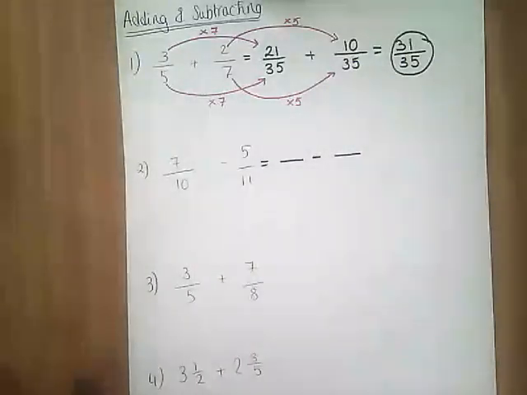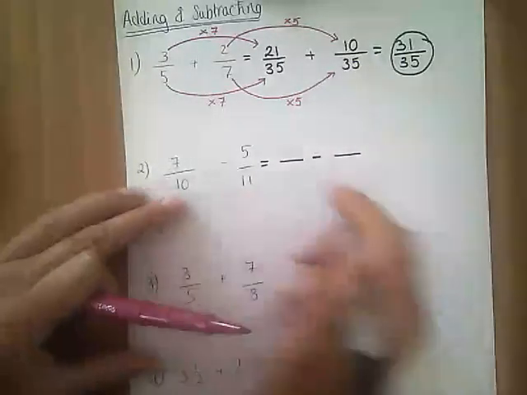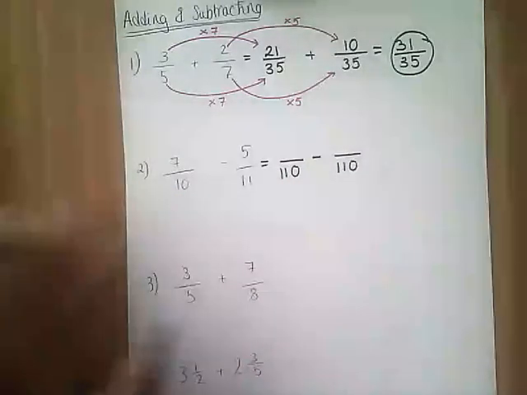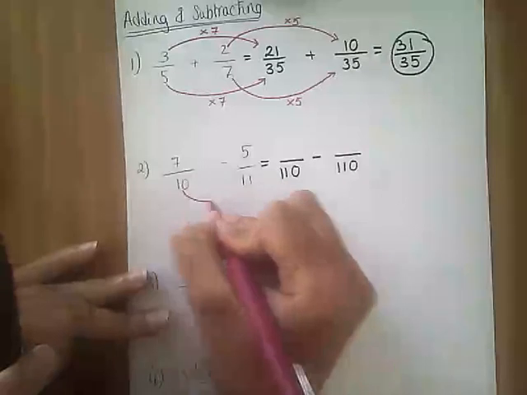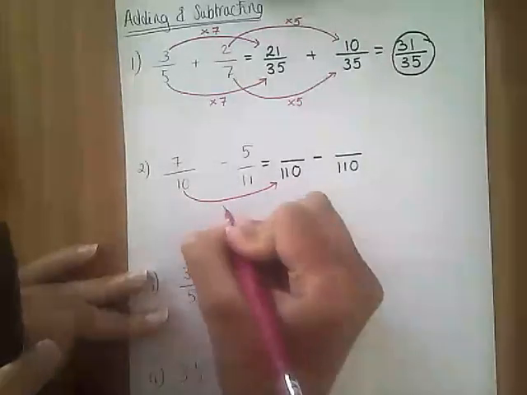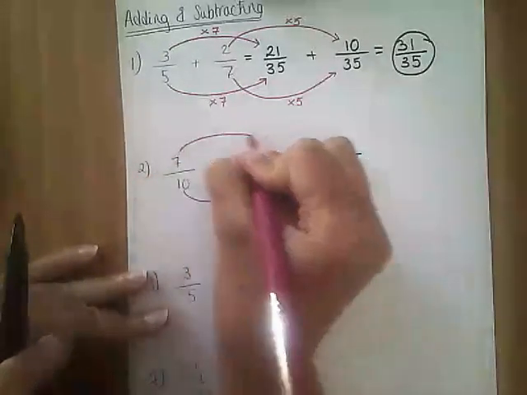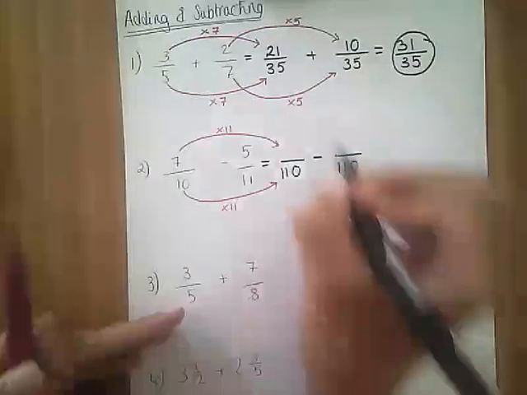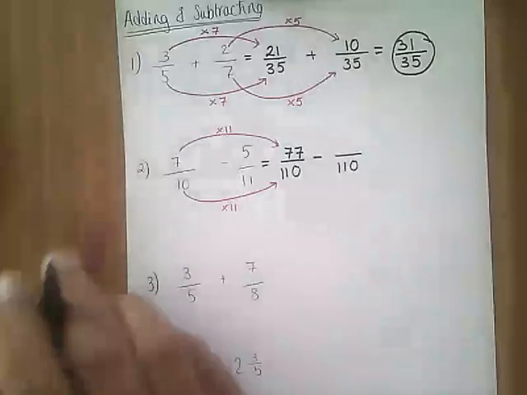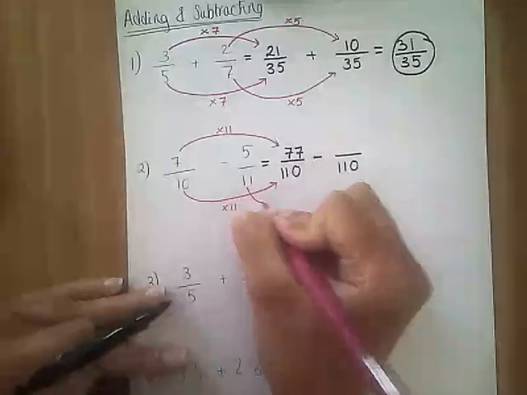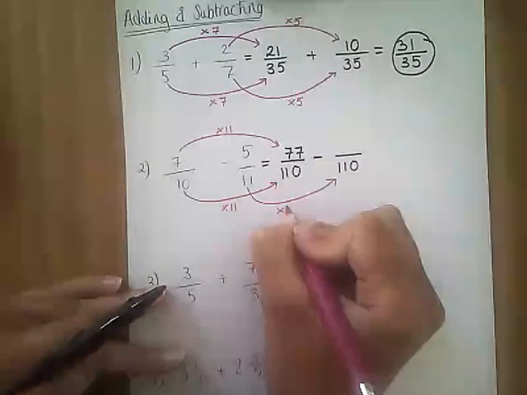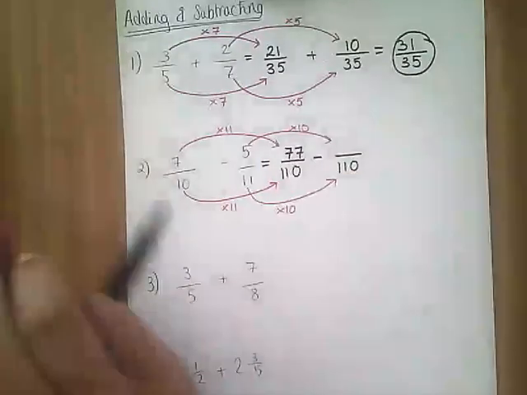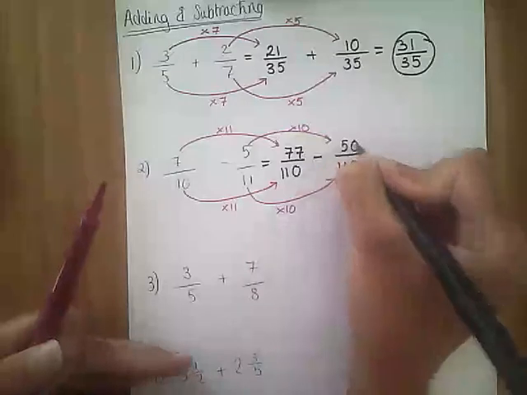So, a nice easy way to get a common denominator is to times these two numbers. 11 times 10 is 110. What have I done to that 10 to get it to be 110? I've times it by 11. Whatever you do to the bottom, you have to do to the top. So I've got to times the top by 11 to make 77. What have I done to that 11 to get it to be 110? I've times it by 10, so I've got to do the same to the top. 5 times 10 makes 50.